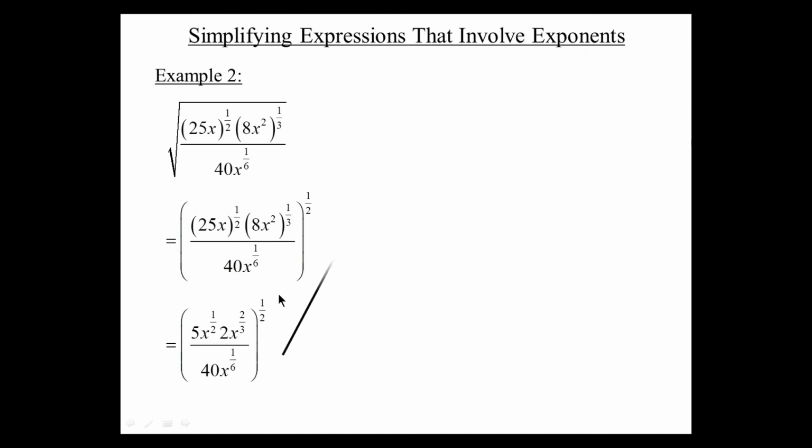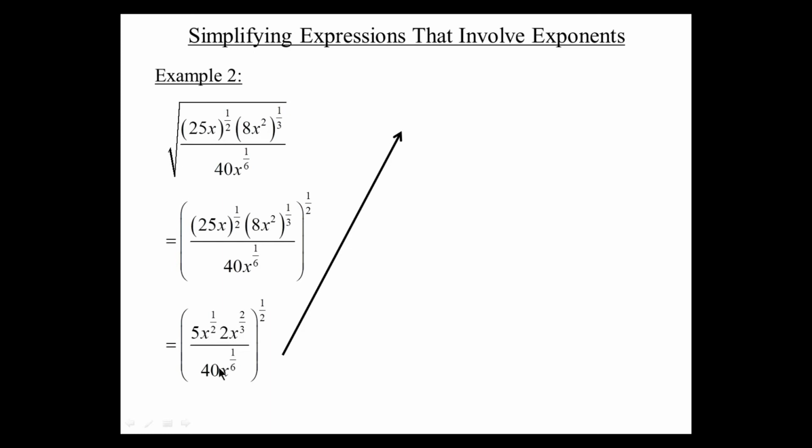Now, a pretty big thing happens, because this is 5 times x to the 1/2 times 2 times x to the 2/3. This is all times. So order of multiplying doesn't matter. I could put those x's beside each other if I wanted to and call it x to the 1/2 plus 2/3. Because when you multiply powers of the same base, you keep the base and add the exponents. So I could add those exponents.